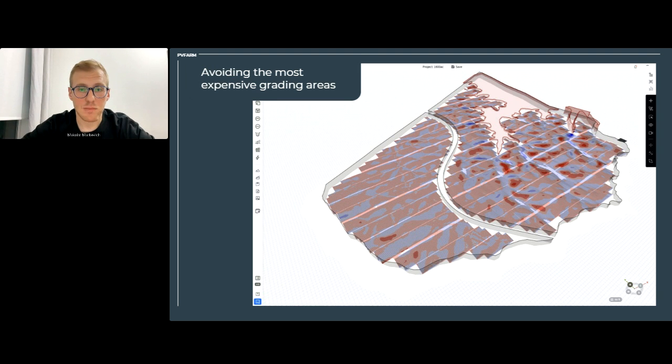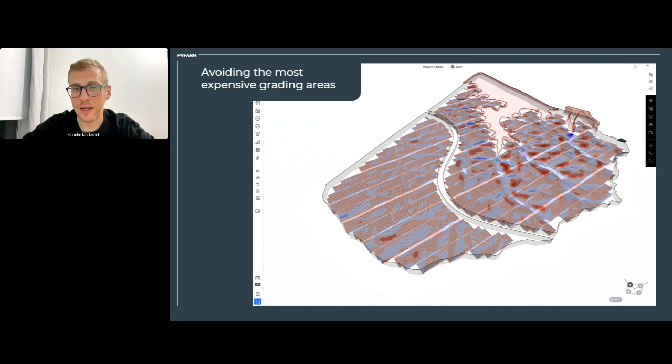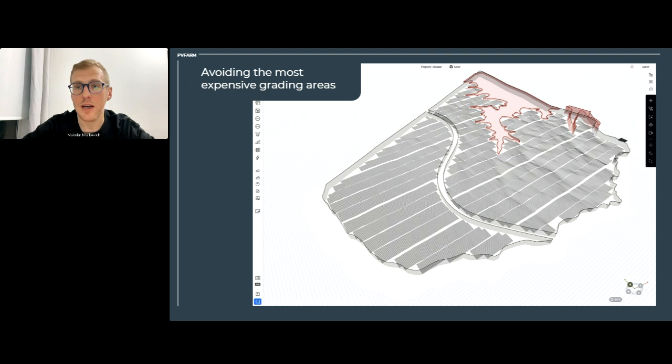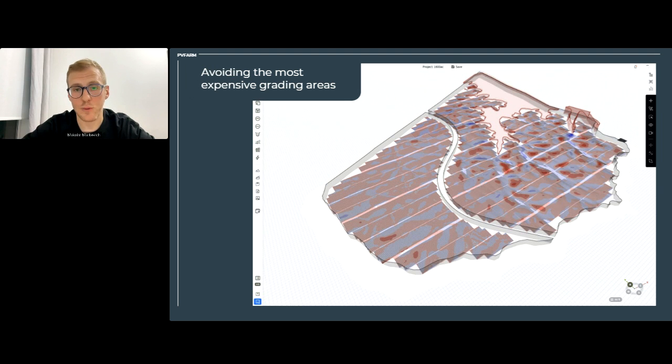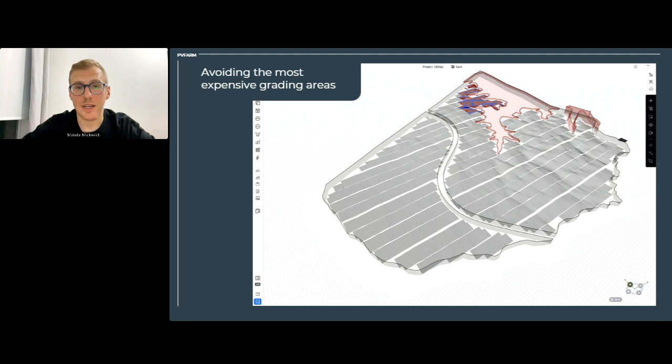And actually, we don't have one analysis which will tell you how to avoid the most expensive grading areas. People usually do some kind of visual insights when they analyze terrain and see some slopey areas. But I think this approach lacks holistic consideration, because slopey areas don't necessarily mean that we will have problems there. Until you put trackers there, you don't know.